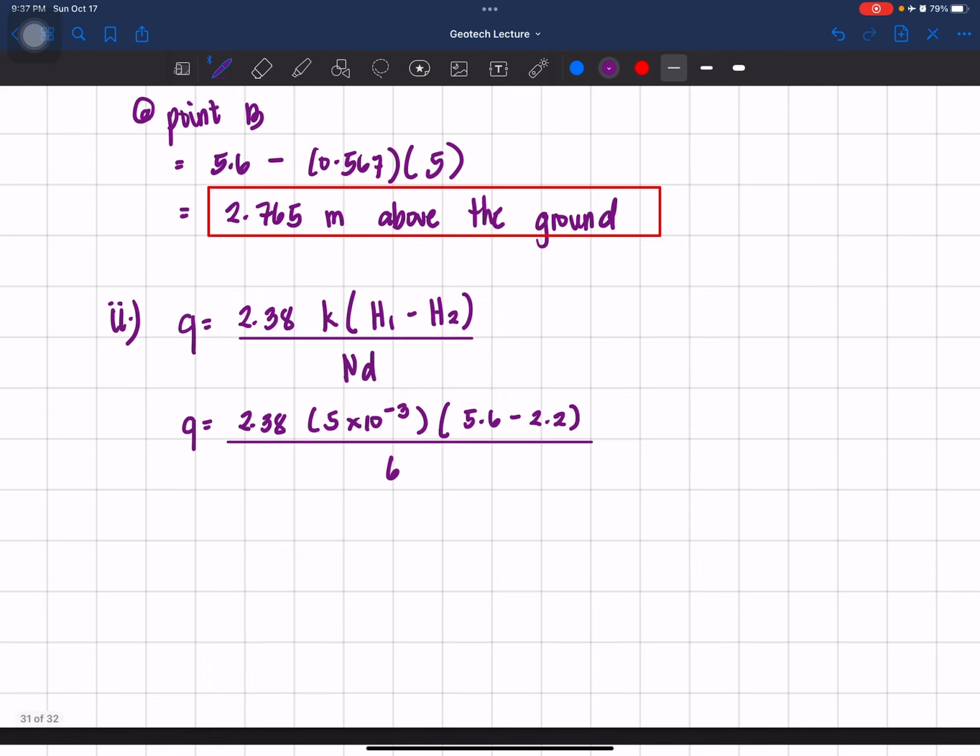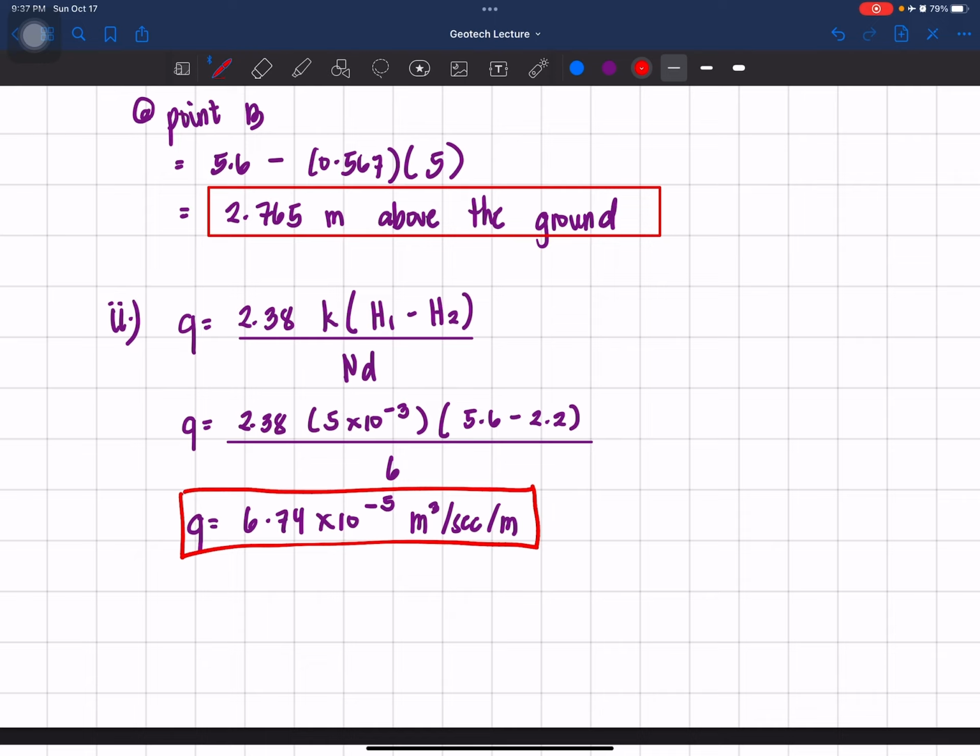Okay. So, what is now our Q? Our Q now is 6.74 times 10 to the negative 5 m cubed per second per meter. Okay, so that is your final answer.